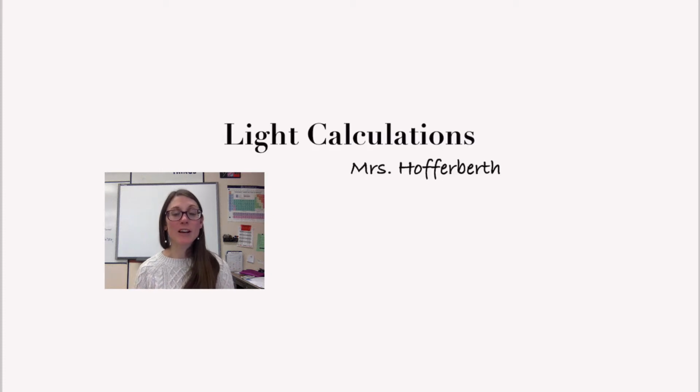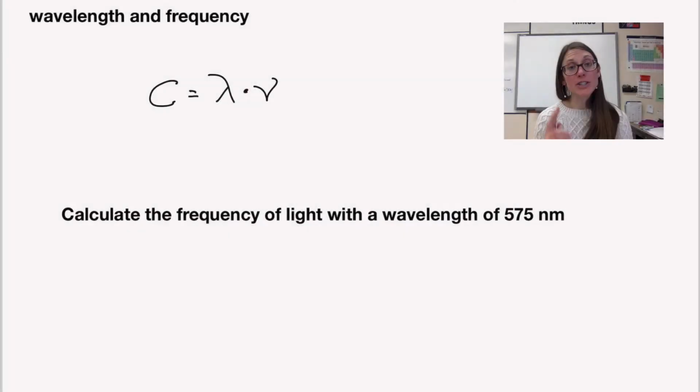Welcome everybody. Let's talk about doing calculations involving light. There's actually two calculations and two relationships we're going to be looking at. The first is the relationship between wavelength and frequency, and the equation you need is written down below. C equals lambda times nu.